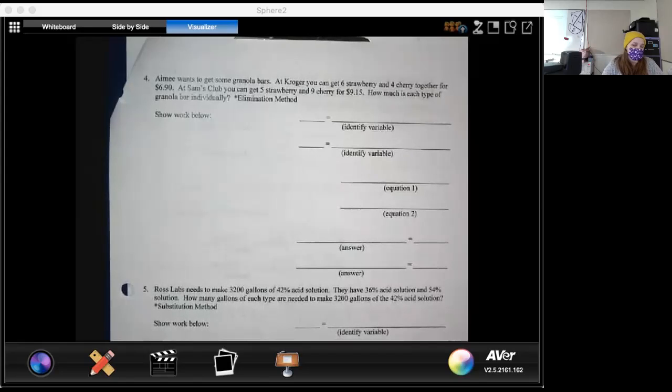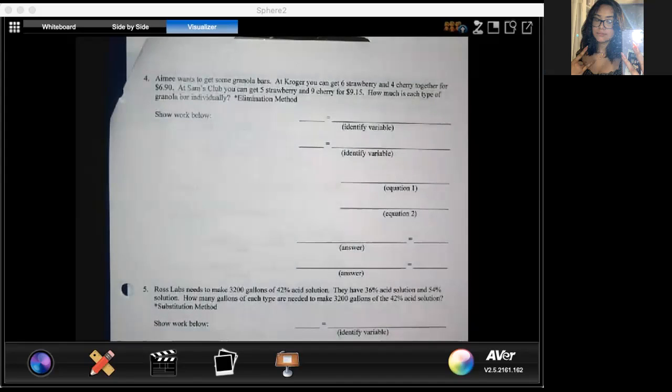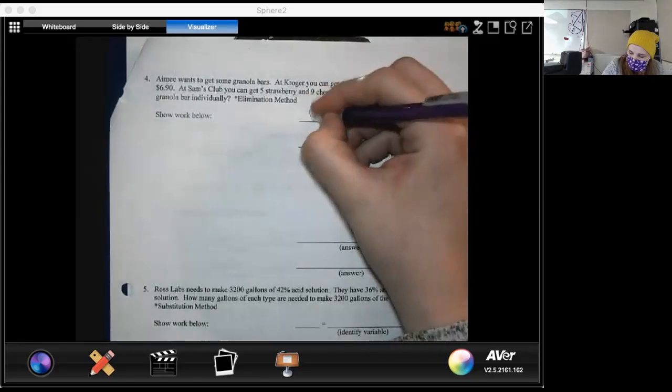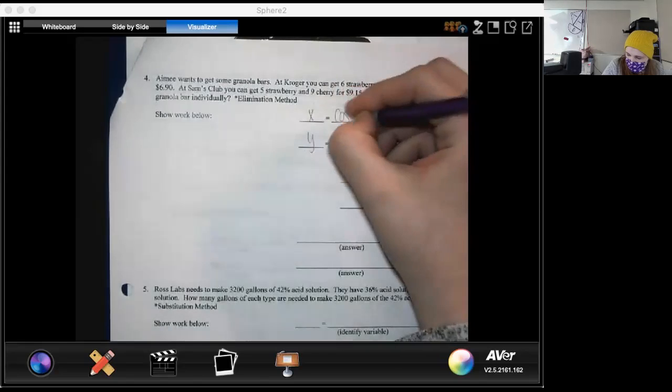Based on the question, how much is each type of granola bar? What should our variables be? What are we worried about? The cost of the strawberry and the cherry. Great. Cost of strawberry and cost of cherry. Or price of, either works.